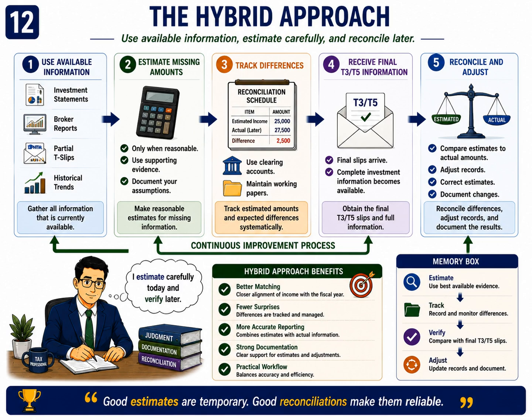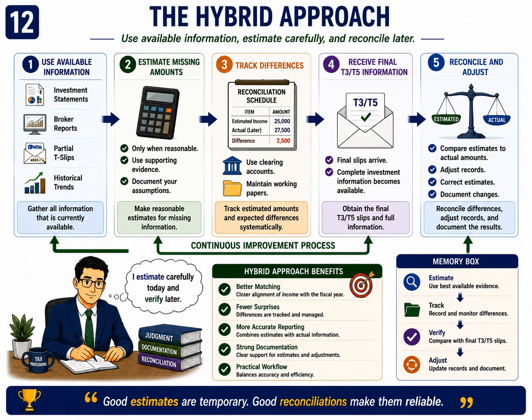Next comes the estimation step. If certain information is still missing, the accountant determines whether a reasonable estimate can be made. Notice the word reasonable. The hybrid approach does not encourage guessing. Estimates should be supported by evidence, historical patterns, and professional judgment. Just as importantly, the assumptions should be documented. Anyone reviewing the file later should be able to understand how the estimate was developed.